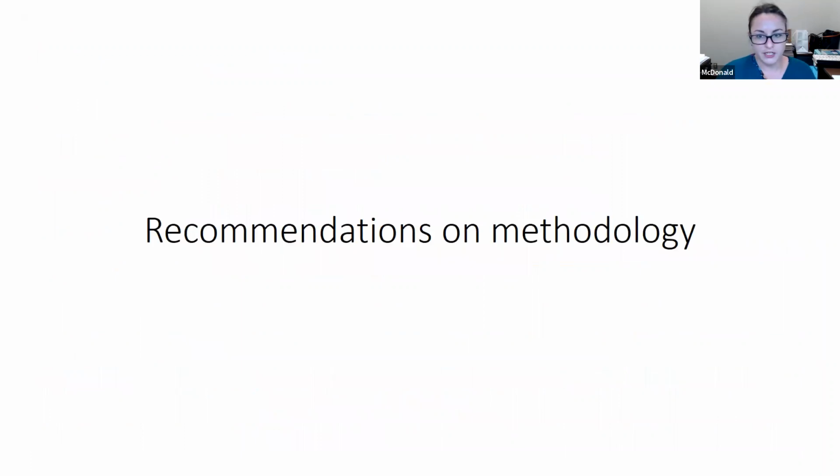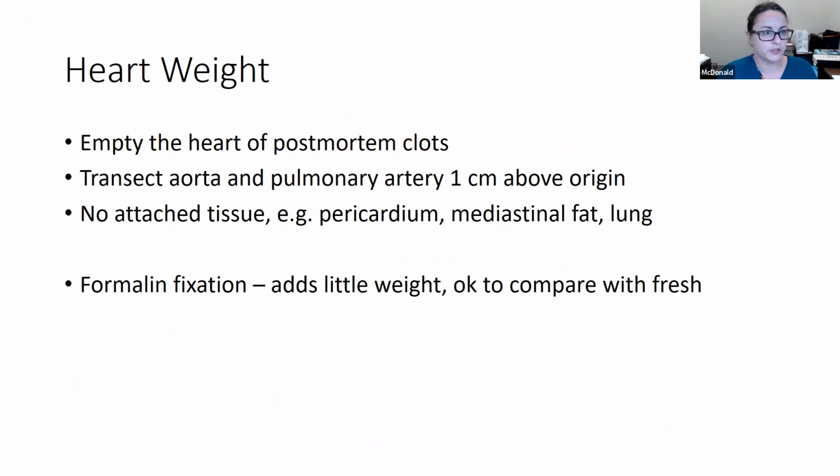So here are their recommendations on methodology. First, for the heart weight, I'm sure this is very similar to how everybody does it. Make sure the heart is empty of the postmortem clots. You transect the aorta and pulmonary artery at 1 centimeter above the origin, and make sure there's no attached tissue. They do point out in this article that formalin fixation has no significant bearing between the fresh and the fixed state, and even if it is fixed, it only adds a little bit, and generally it returns to the normal weight after about 3 weeks in formalin.